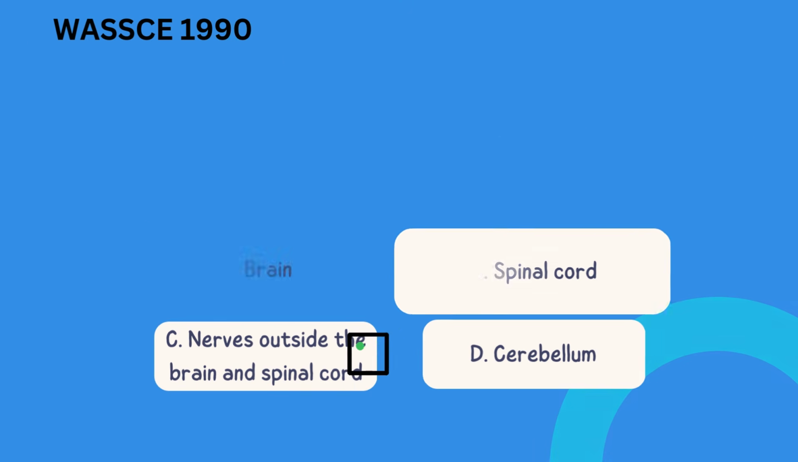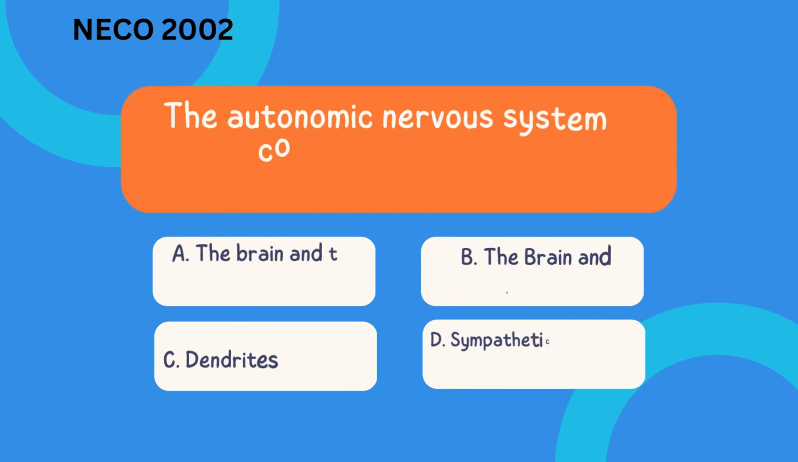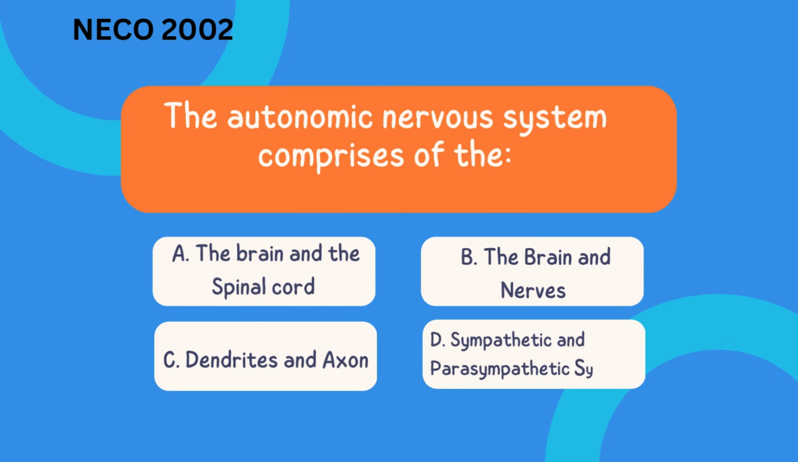This next question is from NECO 2002, and it says the autonomic nervous system comprises of A, the brain and the spinal cord, B, the brain and the nerves, C, dendrites and axon, D, sympathetic and parasympathetic nervous system. What do you think is the answer to this question?